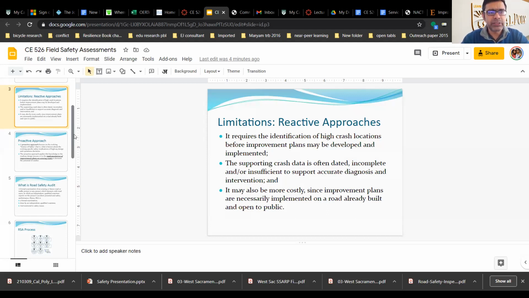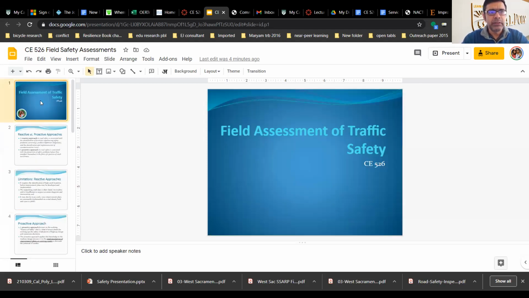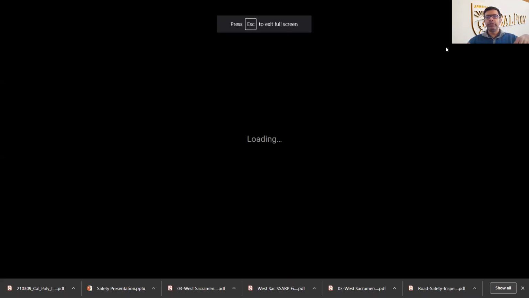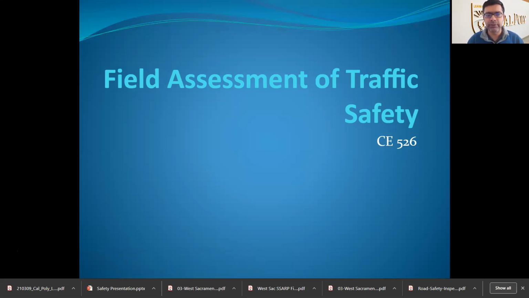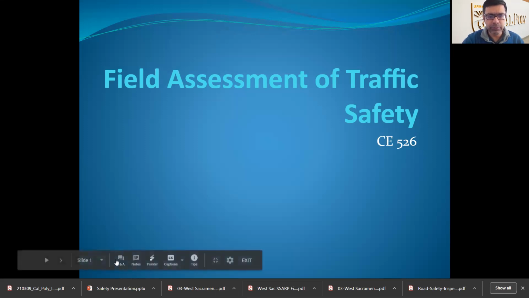We're starting this lecture by talking about the field assessment of traffic safety. So that's basically how do we do field assessment? We do it using the road safety audit process. That's one of the ways of doing field assessment of road safety.